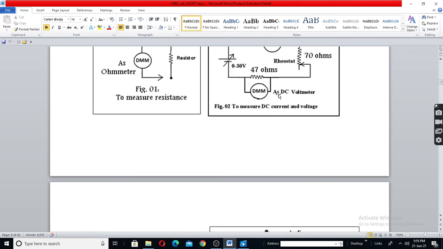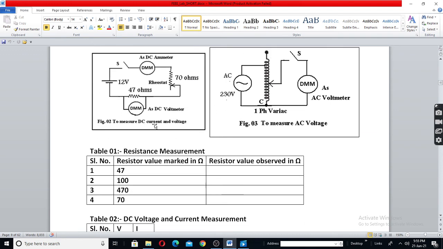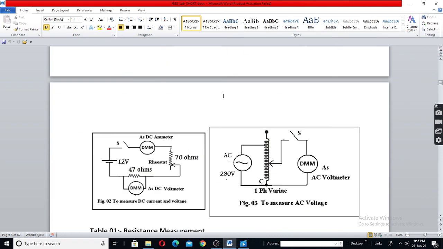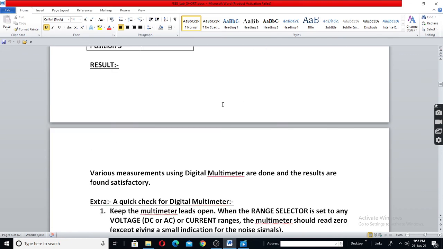You can use figure 2, either this one or this one. Anyone is okay. Here we have used a resistance only, a rheostat to vary the current. Here we have used a variable power supply. Fine.